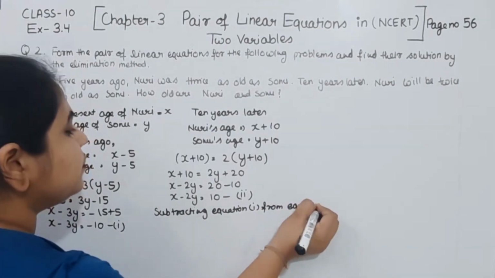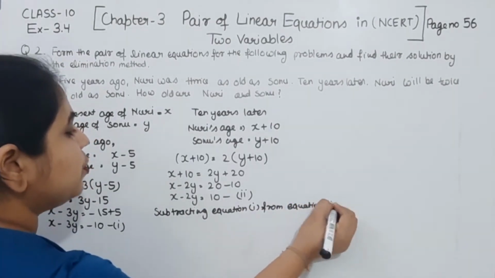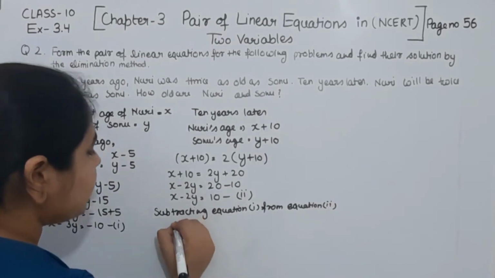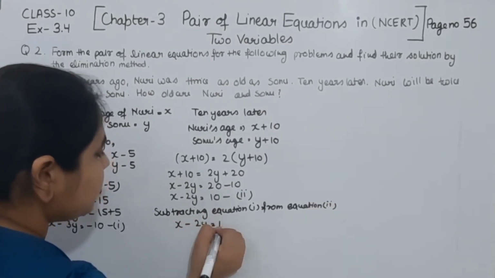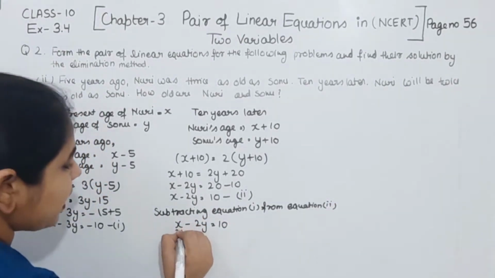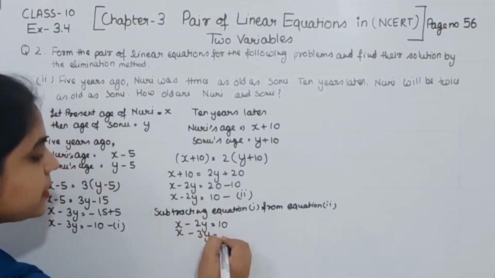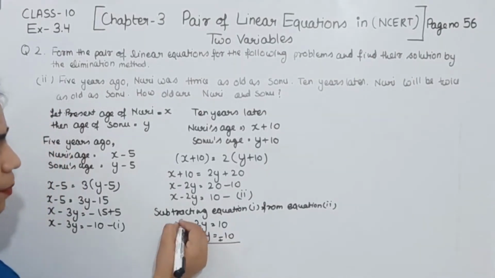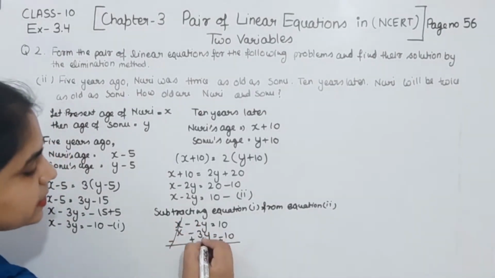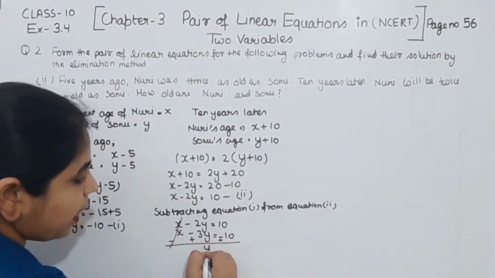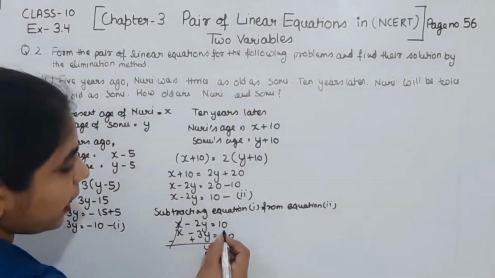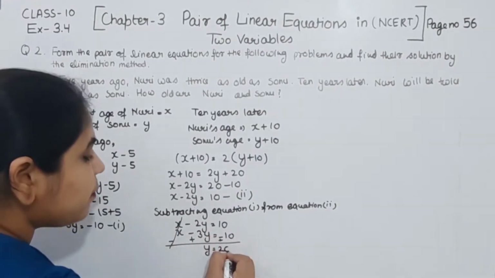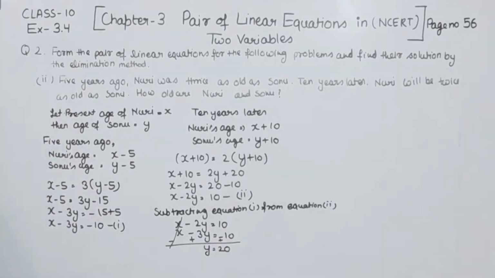equation 2. So equation number 2 is x minus 2y equal to 10, and equation number 1 is x minus 3y equal to minus 10. Now we are going to change these signs. Now x minus x cancels. Here we have y, minus 2y plus 3y gives y, and plus 10 plus 10, so we will have 20. So the value of y is equal to 20.